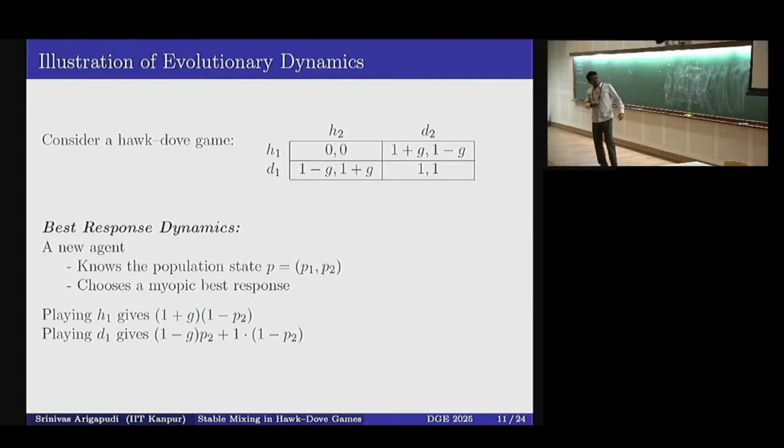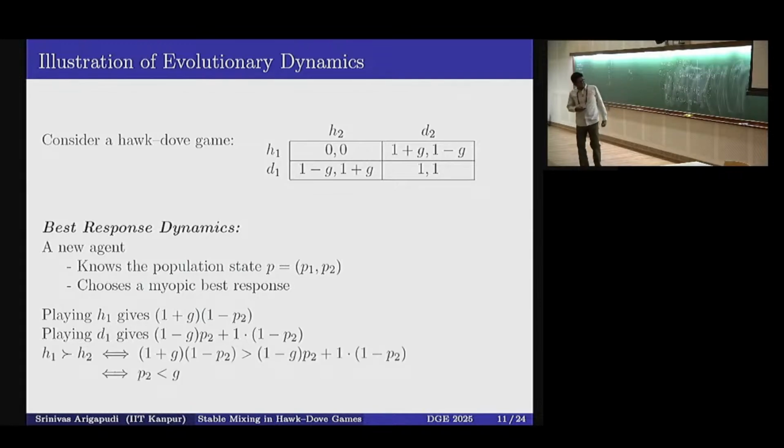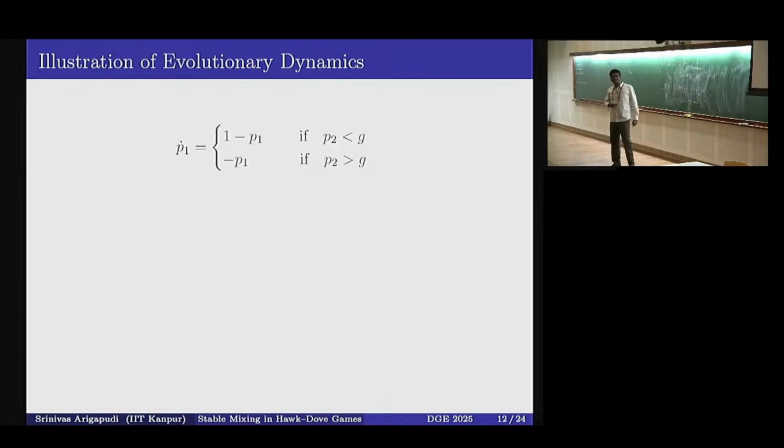So that gives me a total payoff of 0 and then (1 minus P2) times (1 plus G). Similarly, if I compute the payoff of playing D1, I'd be getting 1 minus G with probability P2 and then 1 with probability 1 minus P2. Now there's a typo here. This should be: H1 is preferred to D1 as long as the payoff I have here is greater than the payoff I have here. So as long as P2 is smaller than G, H1 is something which I would pick.